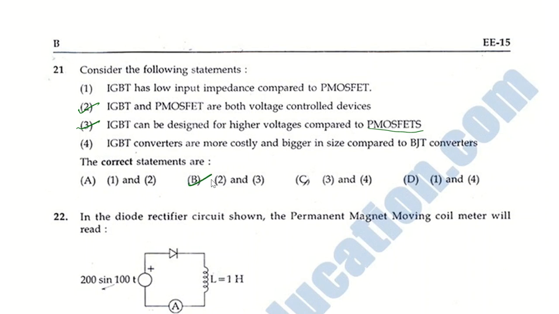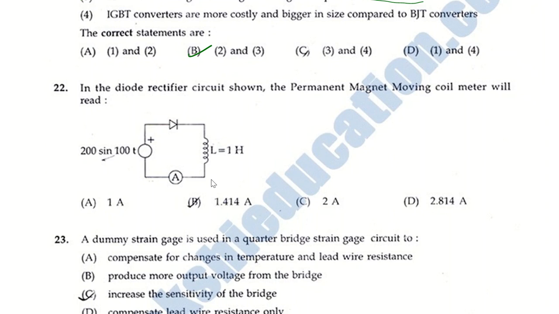Next one. In a diode rectifier circuit shown, what will the permanent magnet moving coil meter read? Here they have directly given a diode with an inductor. There is no resistance, so it acts as a pure inductor. What is the conduction angle of this diode? It is going to be completely 360 degrees, because it continues to conduct.